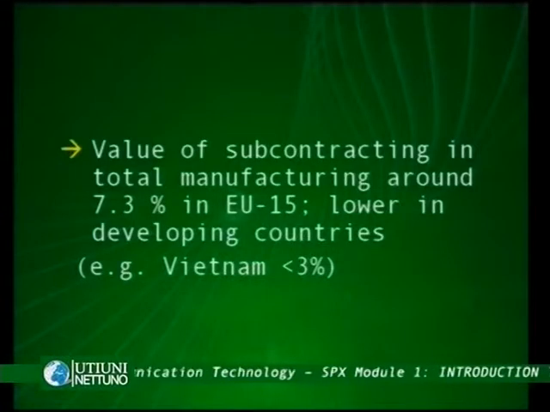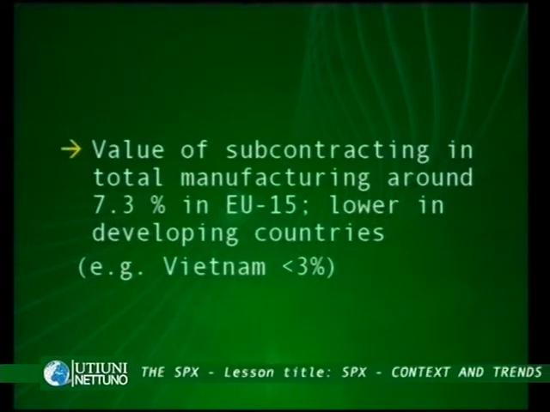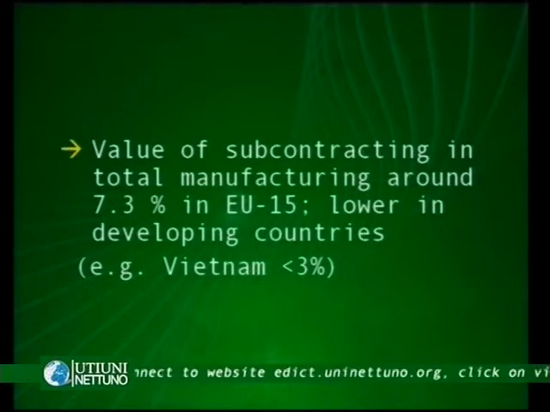So the value of subcontracting in total manufacturing is around 7.3% in the EU 15, and it is usually a bit lower in developing countries. And that points to one issue, which is that subcontracting comes, of course, with some quality requirements, sometimes very rigid, from the contractor, which poses problems and challenges to developing country suppliers to actually adhere to these quality standards. Some evidence from UNIDO data from Vietnam shows that this is less than 3% of the total manufacturing value.